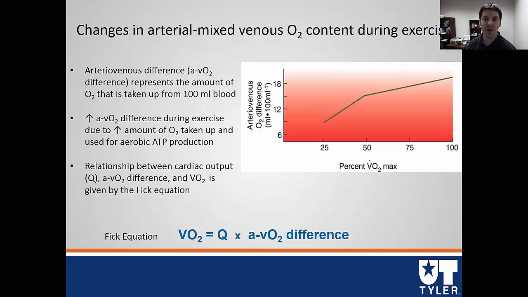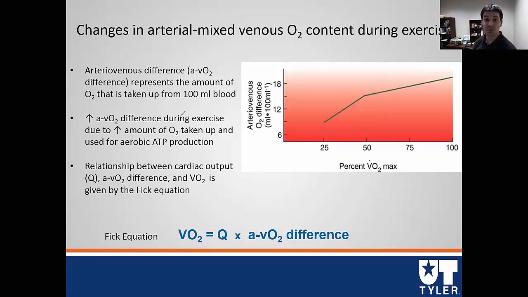We'll finish up this module with a look at not only the idea that we are delivering more blood, which is delivering more oxygen to muscle for contractions, but the last concept is that we also extract more oxygen during exercise from the blood. So what we look at is what's called the arteriovenous difference, or AVO2 difference. It represents the amount of oxygen that's taken up from approximately 100 mils of blood.